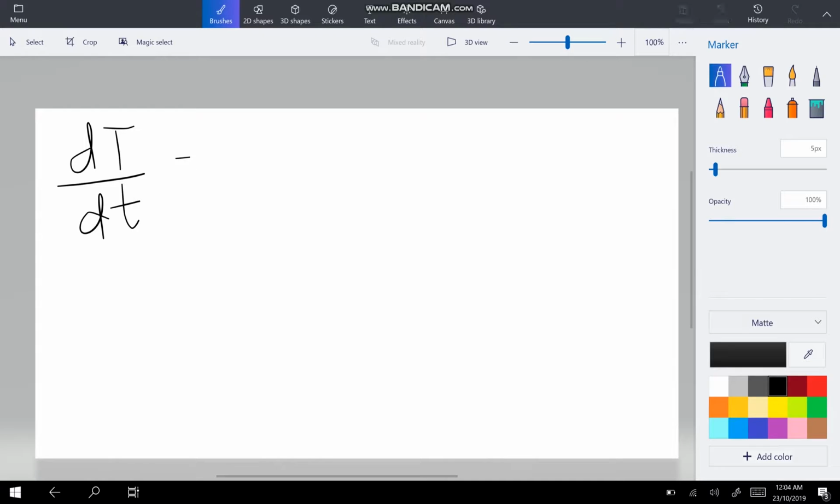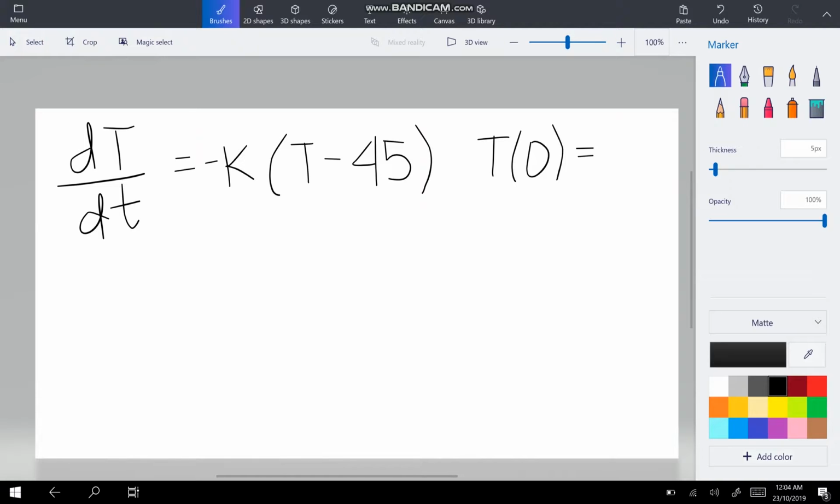Let's go ahead and put what we know in there. We have dT over dt equals negative K times capital T minus 45. We don't know this K, which will be dependent on the material these things are made of; we'll use the 72 degrees Fahrenheit to find it. Capital T is a variable, the temperature of the object, and the temperature of the medium is held at 45 degrees. We also know that the temperature at time 0, T of 0, is 80 degrees Fahrenheit. So here's our initial value problem.